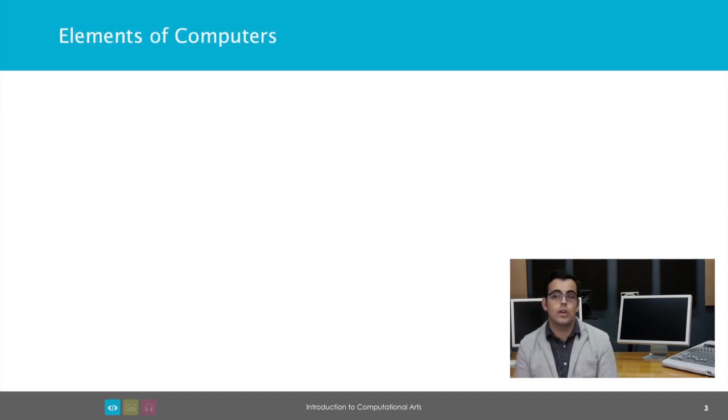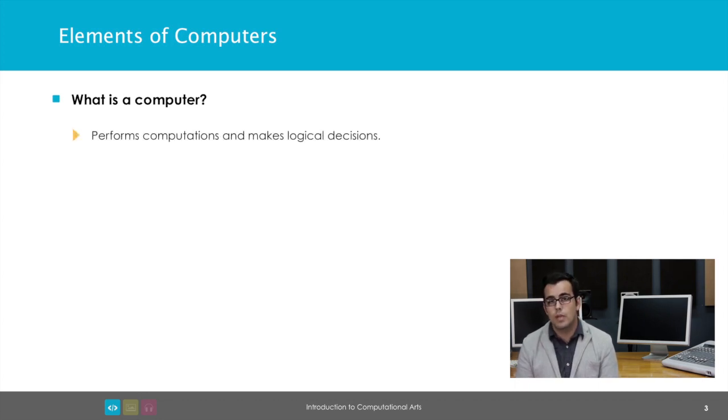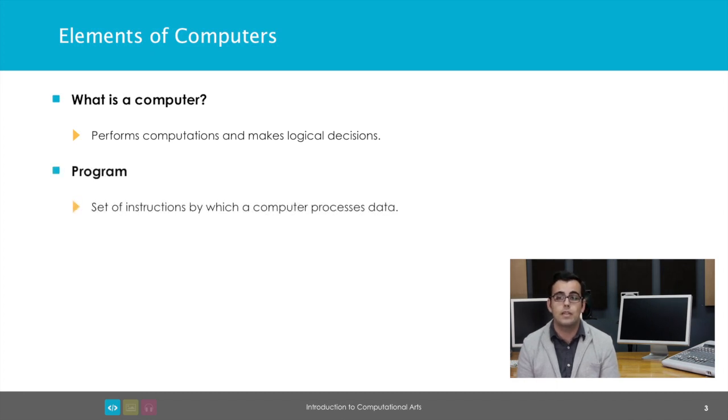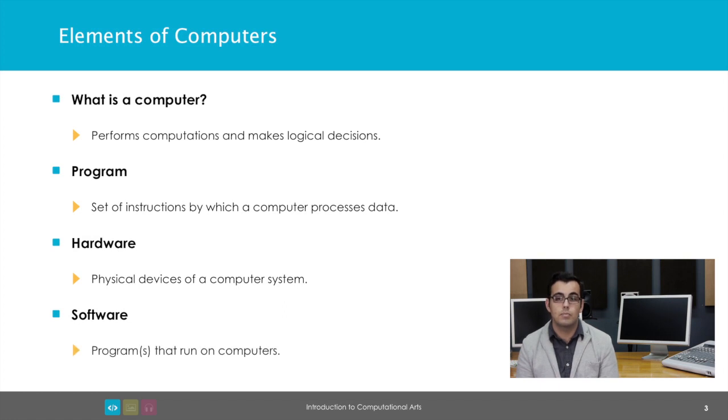The elements of a computer that I'll be defining include the computer itself, a program or programs, physical hardware, and software. The most basic question we must first answer is, what is a computer? To keep it simple, a computer is something that performs computations and makes logical decisions. Next is a program. A program is a set of instructions by which a computer processes data. Therefore, programming is the process of writing the instructions for the computer. Hardware includes the physical components and devices that make up the computer system, and software is the collection of programs bundled as packages to be executed by the user.